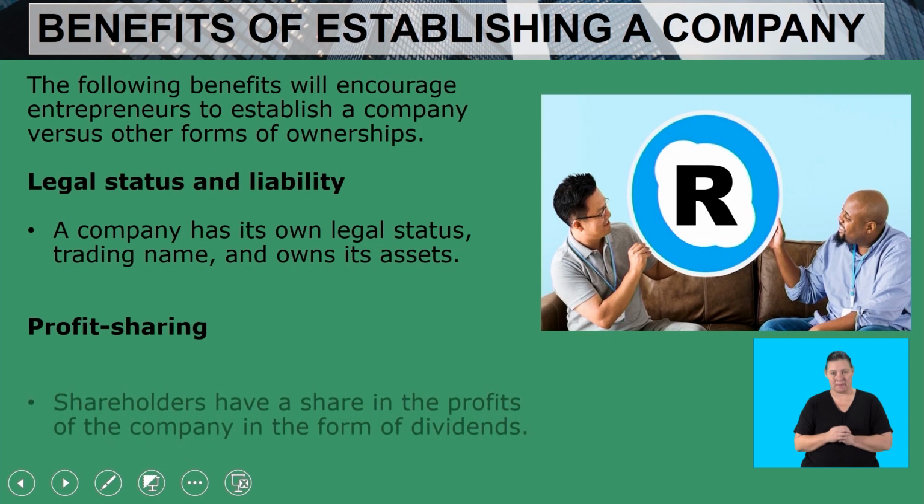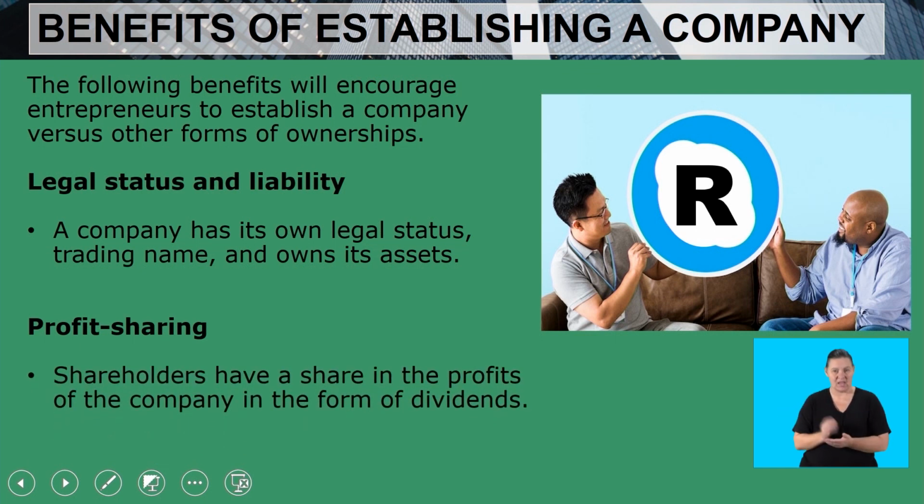So under legal status and liability, the benefit is that the company can be registered and have its own name. A company can have its own assets, meaning we can buy assets in the name of the company because it has a legal status and liability. Then profit sharing. Shareholders have a share in the profits of the company in the form of dividends.